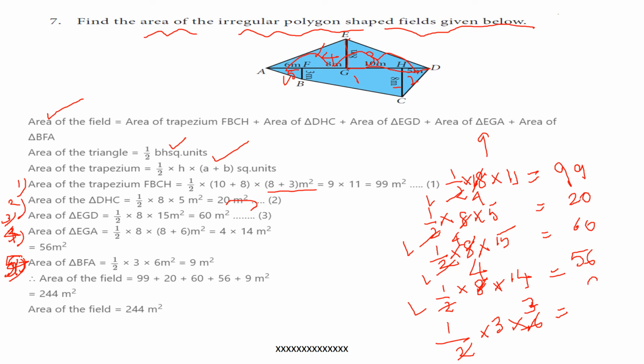So add this field: 99 plus 60, 159, 159 plus 20, 179, 179 plus 56, 235, 235 plus 9, 244. Therefore, the area of the field is 244 meter square.